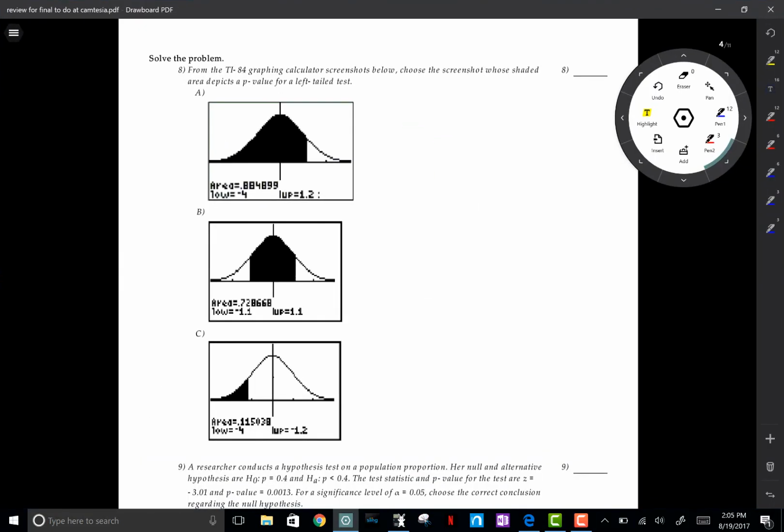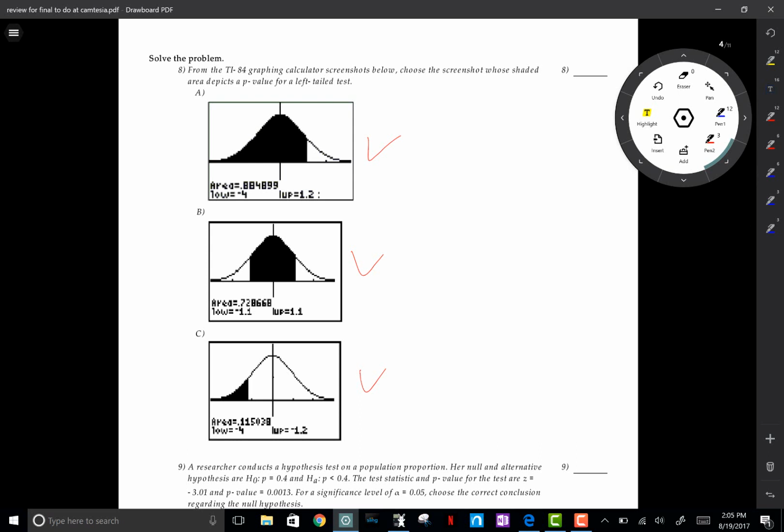All right, so let's continue on. So this is number 8. Number 8 is a pretty straightforward problem. This is actually a density curve, and based on the type of problem that I give you, you should know if this represents a one-tail or a two-tail test.